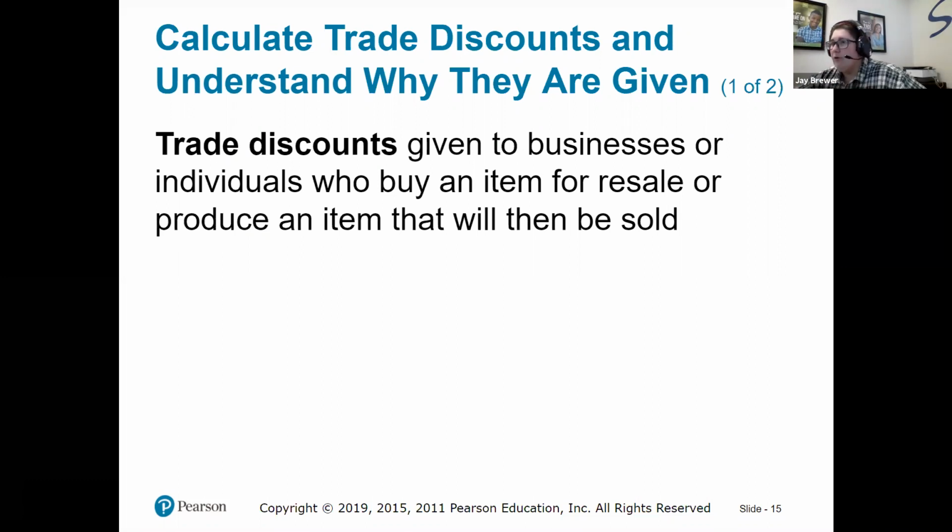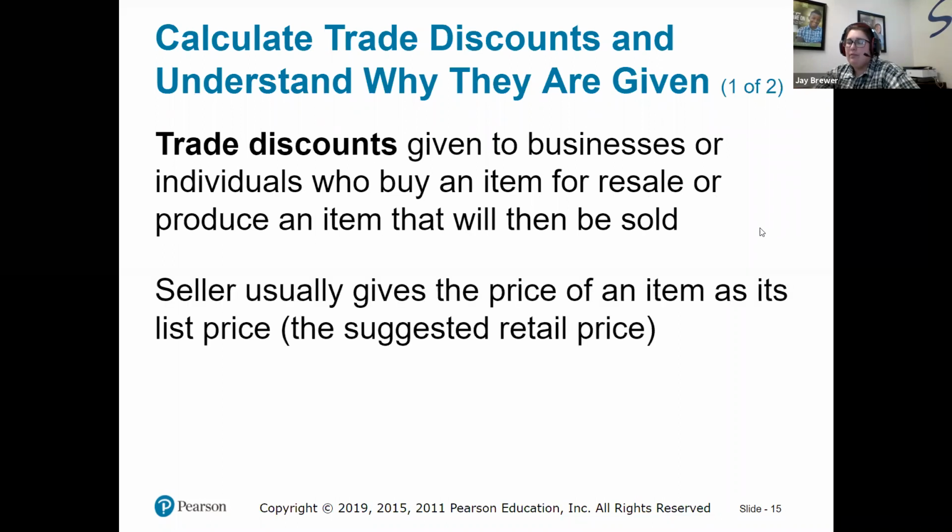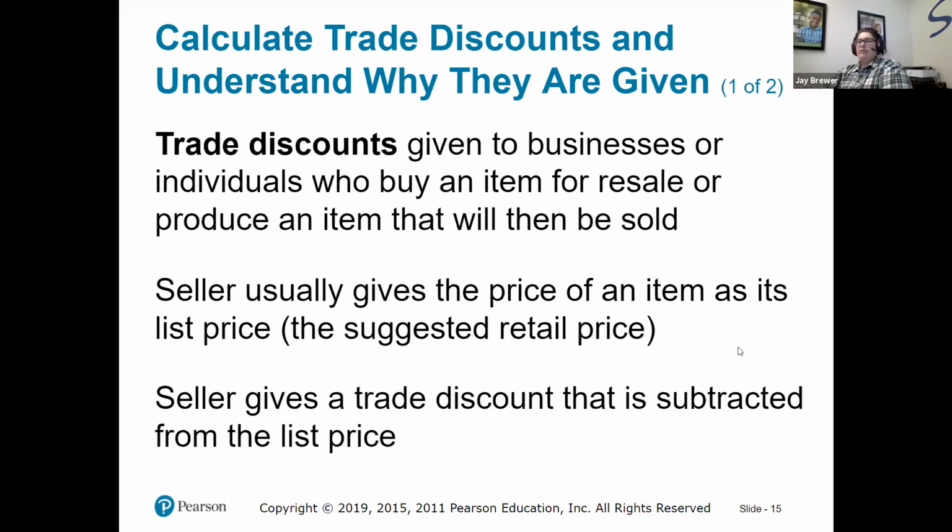All right. So calculate trade discount and understand why they are given. Trade discounts are given to businesses or individuals who buy an item for resale or produce an item that will then be sold. Seller usually gives the price of an item as its list price, the suggested retail price. Seller gives a trade discount that is subtracted from the list price. So here's the thing. When stores buy in bulk, they pay a lot up front, but then whenever they sell the items individually, they end up making a profit.